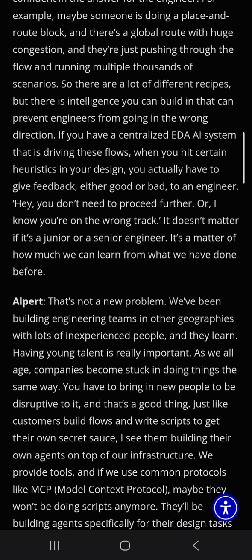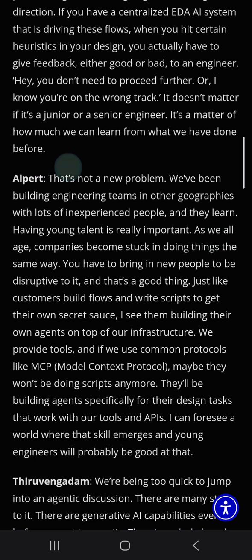If you have a centralized EDA AI system that's driving these flows, when you hit a certain heuristic in your design, you actually have to give feedback, either good or bad, to an engineer. Hey, you don't need to proceed further, or I know you're on the wrong track. It doesn't matter if it is a junior or senior engineer. It's a matter of how much we can learn from what we have done before. That's not a new problem.